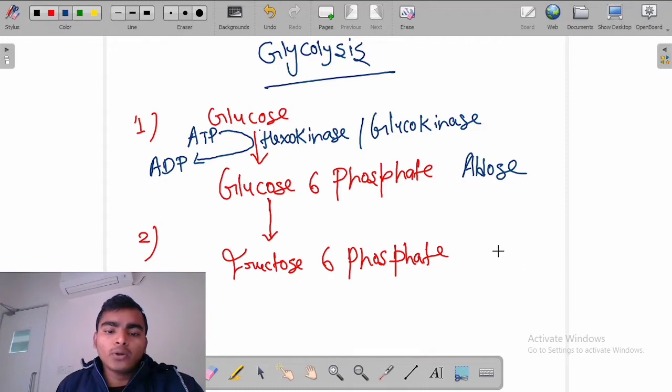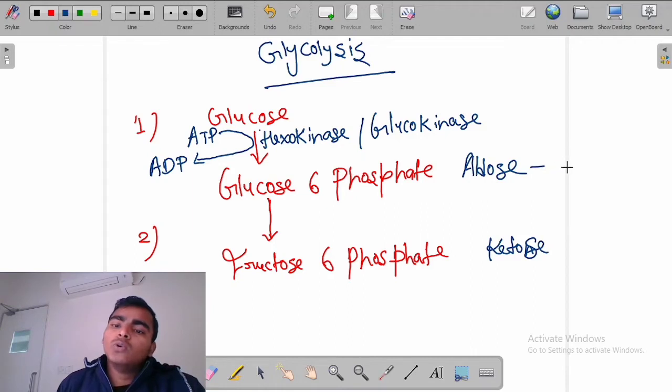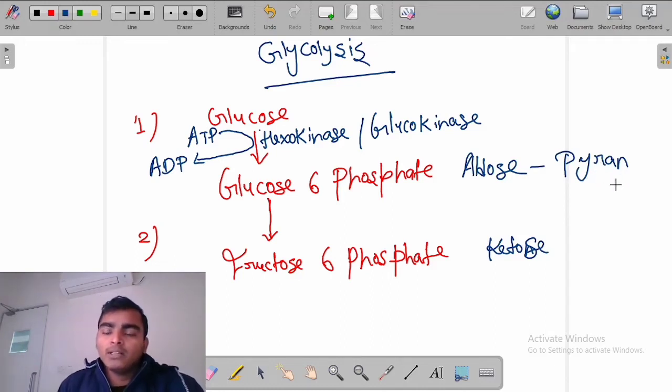And what about fructose? Fructose is a ketose sugar because there is a ketone group. Another word used for glucose is pyranose sugar, because there is a pyran ring. A pyran ring has a total of 6 atoms that play a role in the formation of the ring. And the ketose sugar, especially fructose, is a furanose sugar, so there is a furan ring found over here.